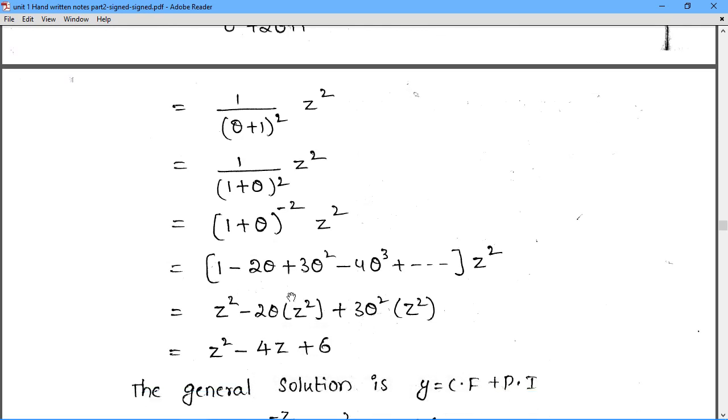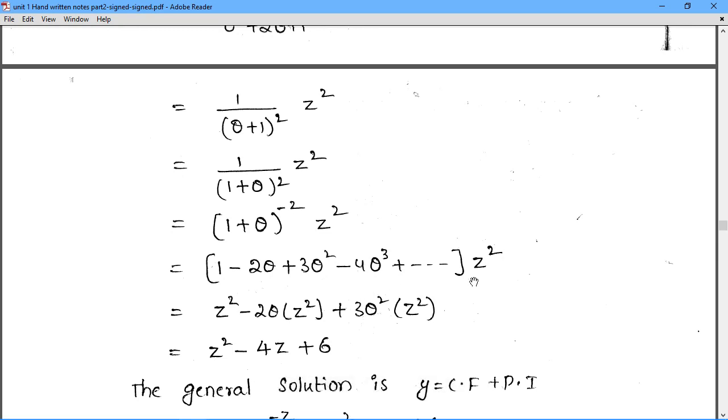Now we can use the binomial theorem expansion. What is the expansion for 1 plus x whole power minus 2? 1 minus 2x plus 3x square minus 4x cube. So 1 plus theta whole power minus 2 means 1 minus 2 theta plus 3 theta square minus 4 theta cube plus and so on, alternating plus and minus, operating on z square. Now we have to operate z square on each term of the expansion: z square into 1 is z square, minus 2 theta of z square, plus 3 theta square of z square, minus 4 theta cube of z square.